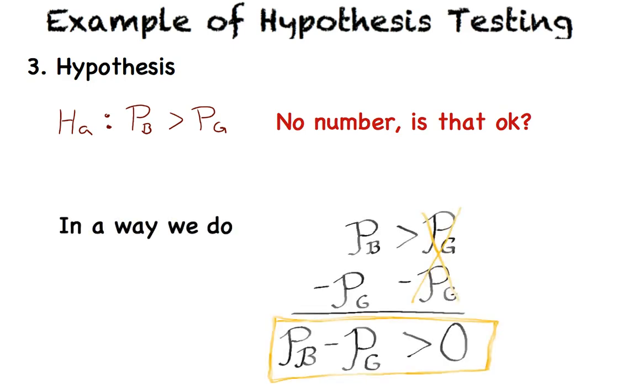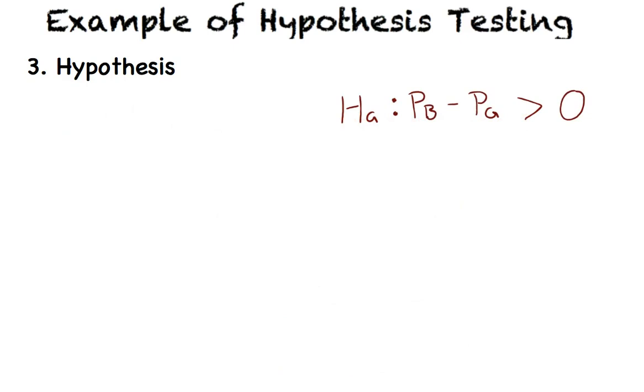If we put the proportions on the same side by using order of operations, we will get the result of the proportion of boys minus the proportion of girls greater than 0. Our number will be 0. Okay. The alternate is proportion of boys minus proportion of girls is greater than 0. Thanks for explaining that. You're welcome.